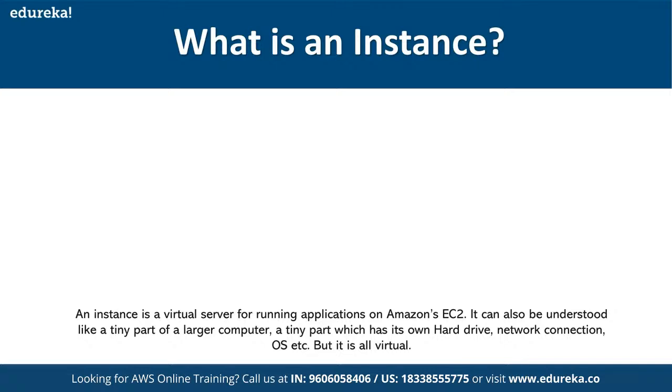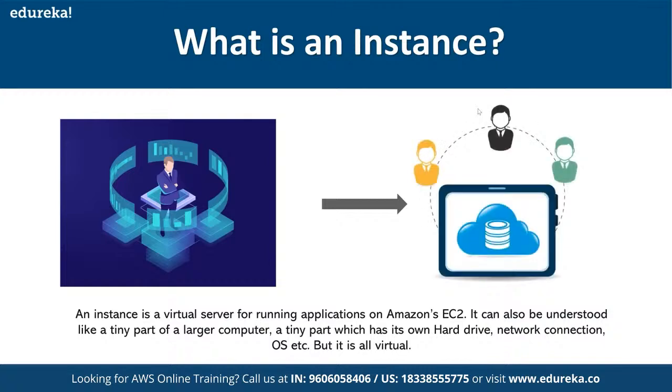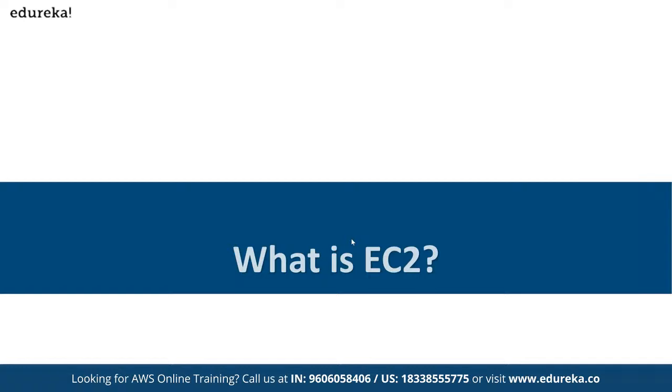Okay, so Amazon EC2 can also be understood as a tiny chunk of a large computer, a tiny piece which has its own hard drive, network connections, OS, etc. But it is all virtual. It is sitting somewhere else in the physical state, and you're just making use of it virtually. Okay, so now let's get into the skin of it and understand what EC2 is.